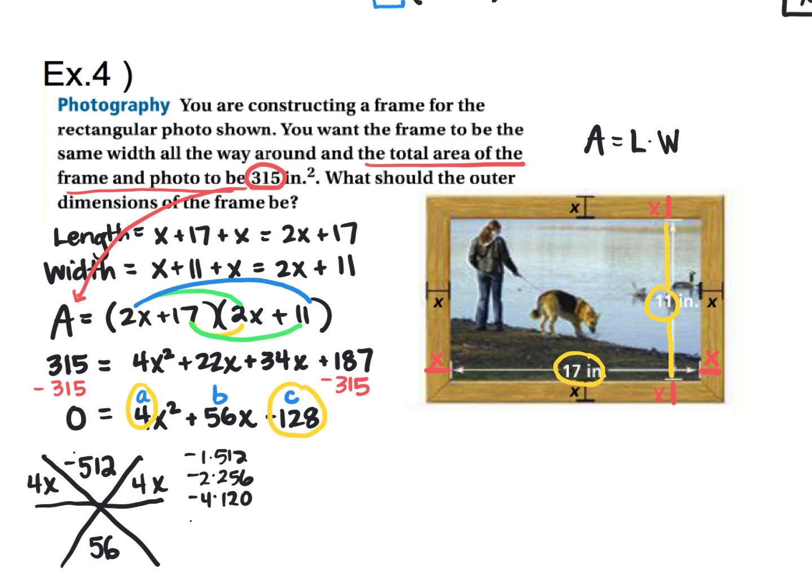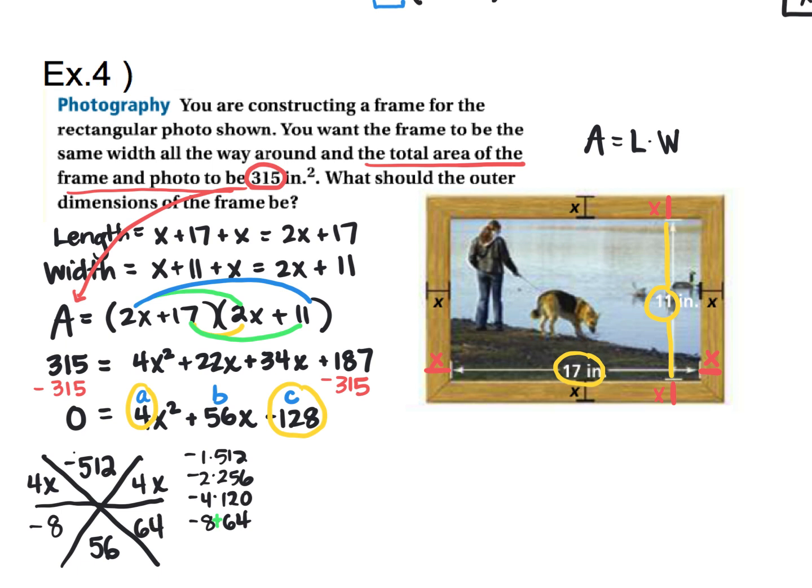Okay, the next number that goes in is negative 8 and 64. And that's the combination that works. That's the combination that, when you turn it into an adding, negative 8 and positive 64 work out.